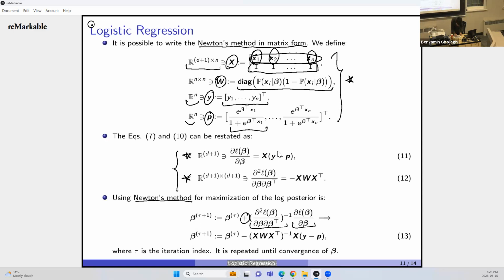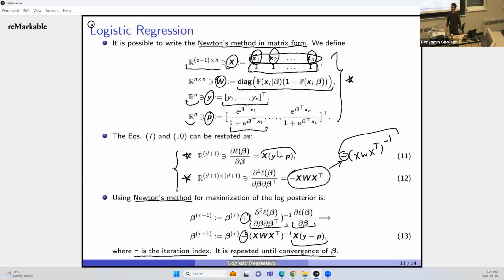And this is the gradient. This is the Hessian. What is its inverse? This is X W X transpose inverse. But we have plus the Hessian inverse, and this minus is because of the minus inside the Hessian. It's not because of the minus in the formula of optimization. Okay? And tau here is the iteration index. It is repeated until the convergence of beta. I think it's obvious.